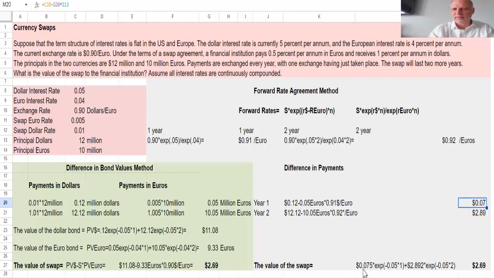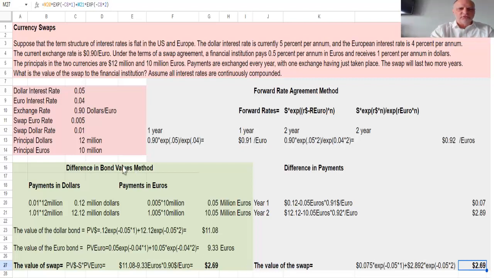So the value of the swap using the forward rate agreement would be the value here in 1 year, more exactly $0.075 million, present value thereof, discounted at 5% for 1 year, plus the value in 2 years, 2.892, present value thereof for 2 years, exponent of negative 0.05 times 2, gives us the present value using the forward rate agreements, $2.69 million. So that's one way of valuing the swap.